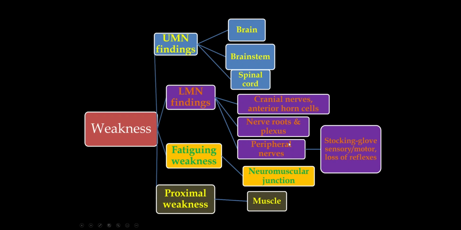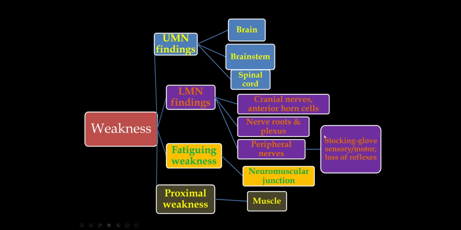Okay, and our last lower motor neuron category here is peripheral nerve lesions. The classic feature of a peripheral nerve problem is stocking glove sensory and motor deficits. So neuropathies are what we call length dependent. So the longest nerves are affected first. So symptoms generally start in the toes and spread up, and then later involve the fingertips and work more proximally.